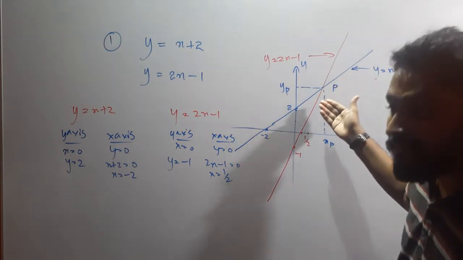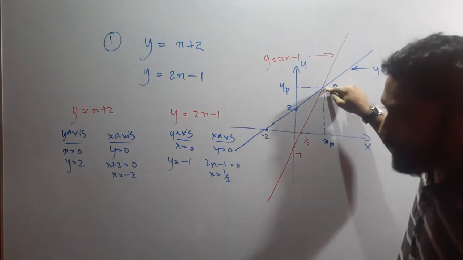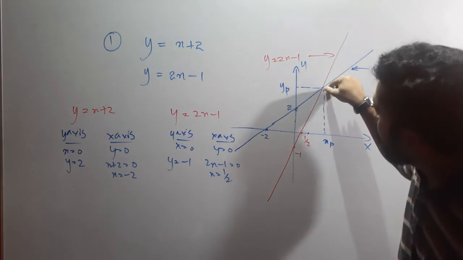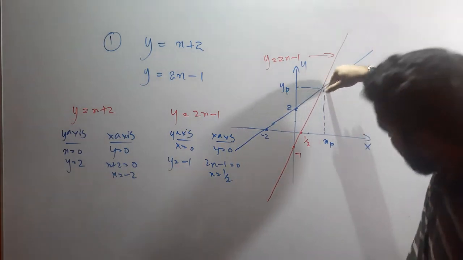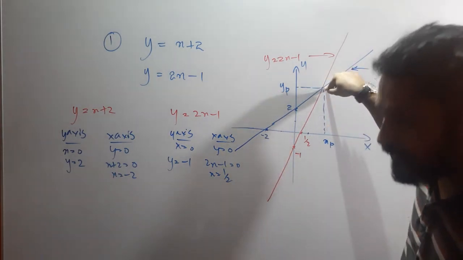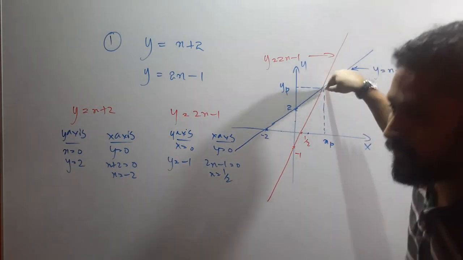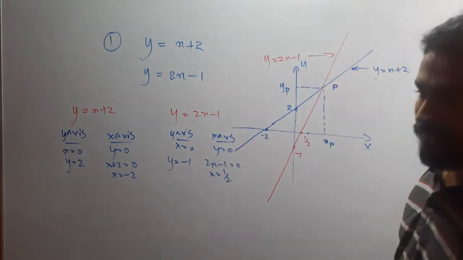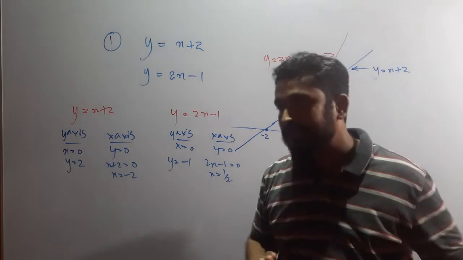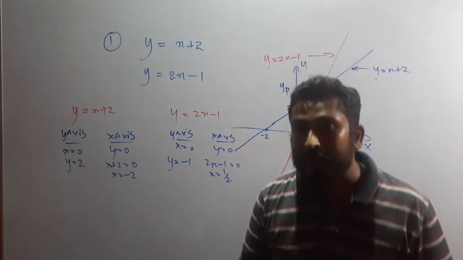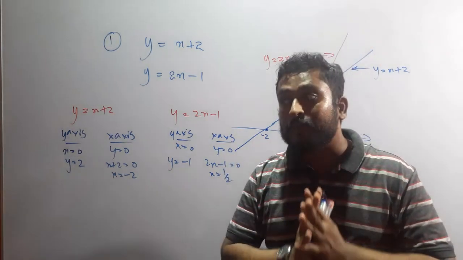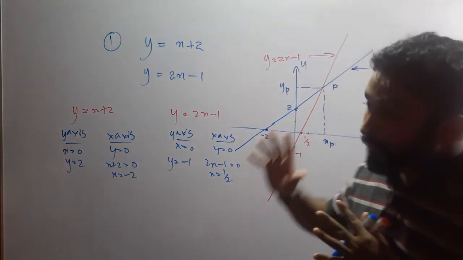They have met here. So for that point, for both graphs, the y coordinate is the same and the x coordinate is the same. Yes, that's the answer. Coordinates are equal. When they intersect or cut, both the x coordinate and the y coordinate respectively are equal.